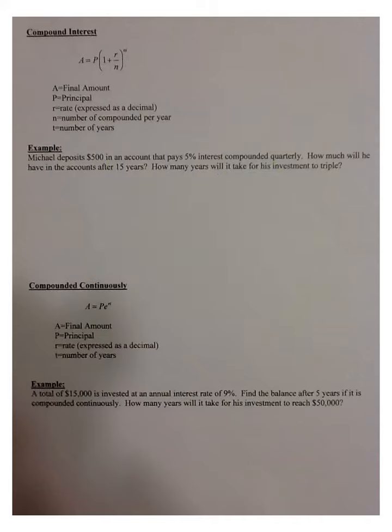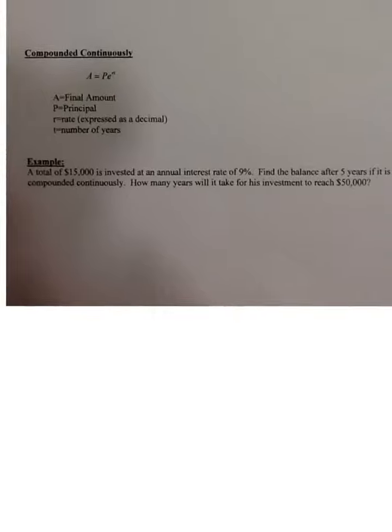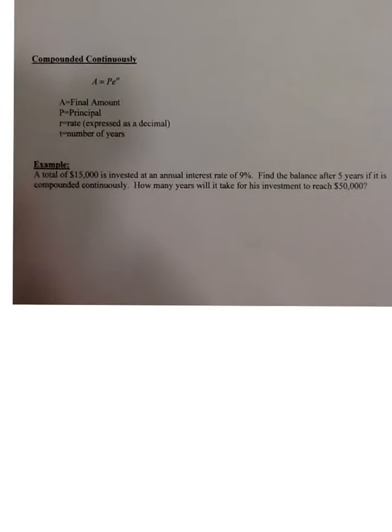Okay, so let's look at the next thing. The next one is compounded continuously. Here's the formula for compounded continuously. It's A equals P times E to the RT power, so I call this PERT. A is your final amount. P is the principal, just like before. These two are the same. R is your rate, just like before. T is the number of years. Remember, E is a number. It's like pi. We don't plug anything in for E. We just use E on the calculator.